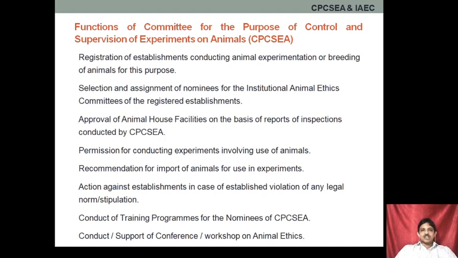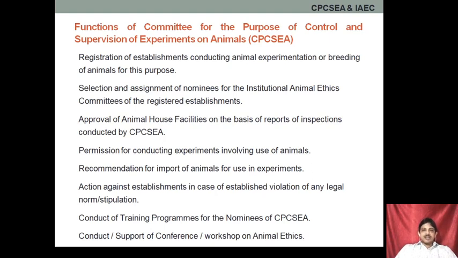Now what are the functions of this committee? First of all, registration of the establishments conducting animal experimentation or breeding of animals for this purpose. For example, we have the animal house, and after establishment of the animal house, we need to give a request with the prescribed fee to the CPCSEA, giving us the permission, as well as the permission to constitute the institutional animal ethics committee.